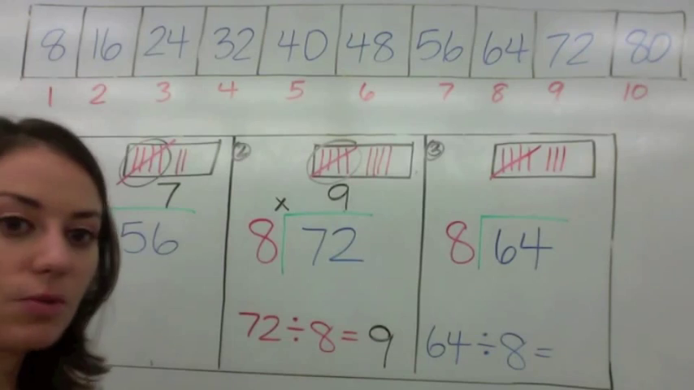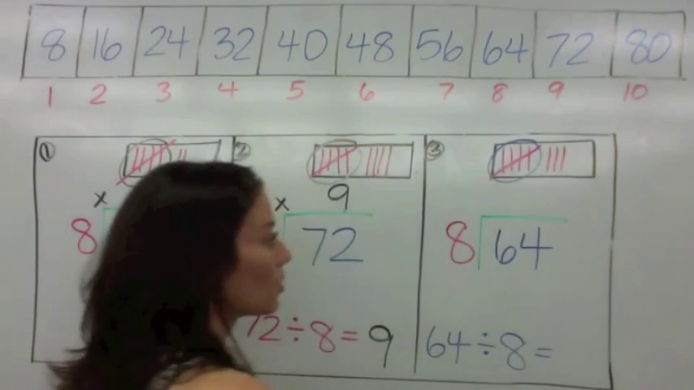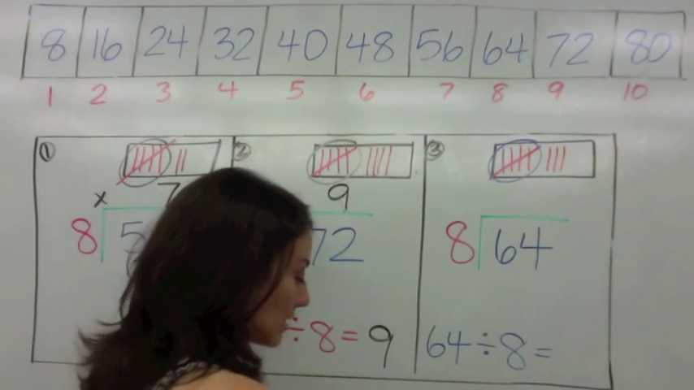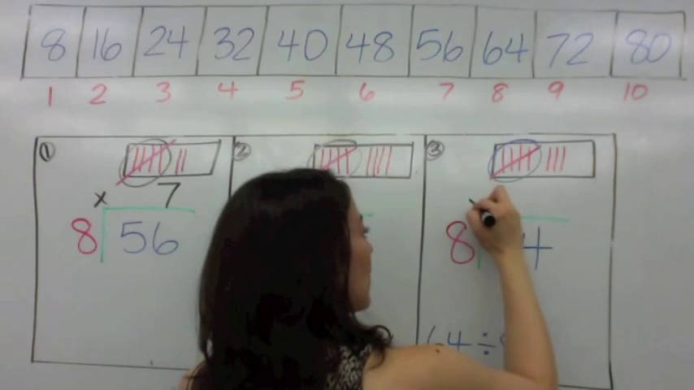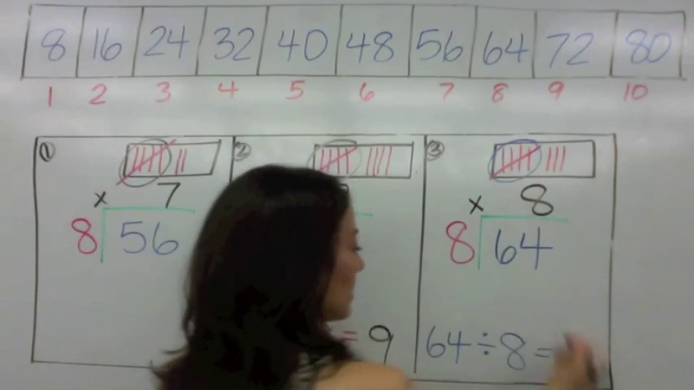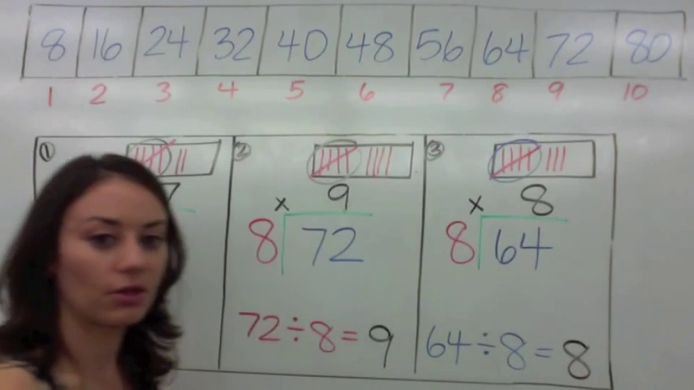All right, so we have a tally of 5 and 3 more. So 5 plus 3 is 8. So 64 divided by 8 is 8, or 8 times 8 is 64. So this is the quotient. This would be the answer. Go ahead and get that down.